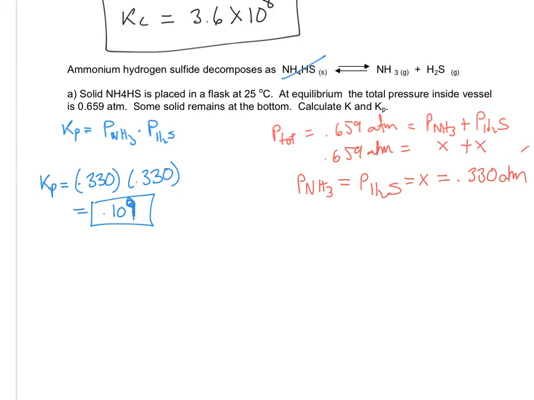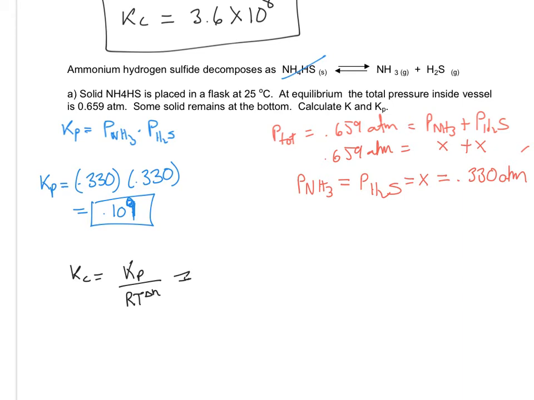So 9 there. That's my Kp. Then to find Kc, I'm going to say that Kc is equal to Kp over (RT) to the delta N. You can use the other equation if you prefer. It really doesn't matter. You're going to get the same answer.